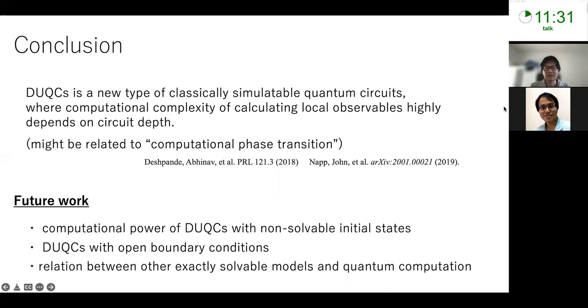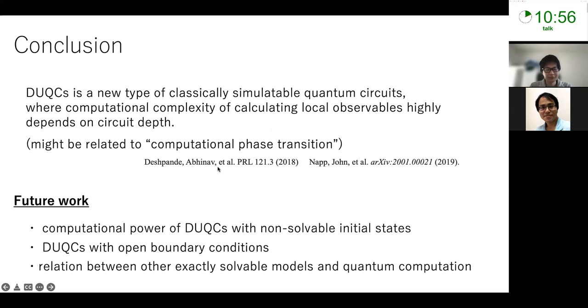So let me summarize my talk. The conclusion is that dual unitary quantum circuit is a new type of classical symmetrical quantum circuit where computational complexity highly depends on circuit depth. And it might be relevant to other research on computational phase transition, which has attracted growing interest recently.